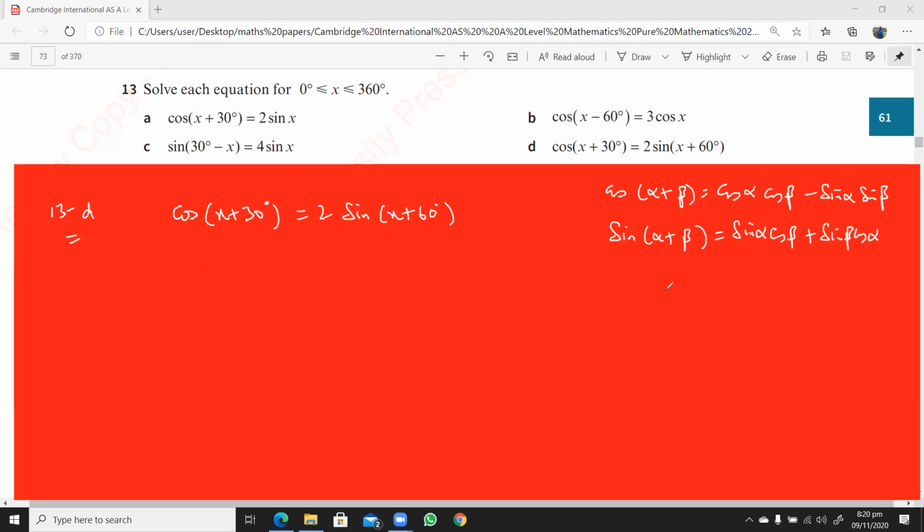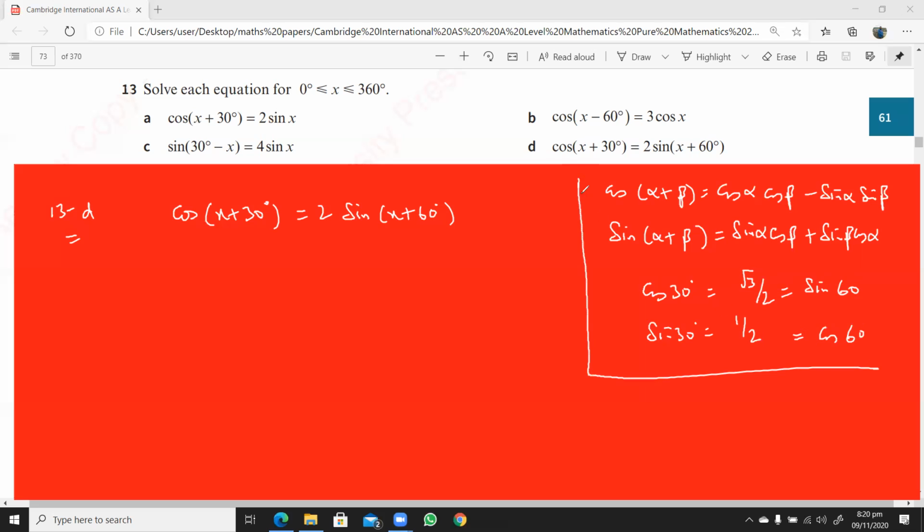And then you need to know the exact values, like cos 30 is root 3 over 2. Sin 30 is equal to half. And then this is the same as sin 60, and this is the same as cos 60. So this is what we need to be able to solve this equation. So let us expand this.